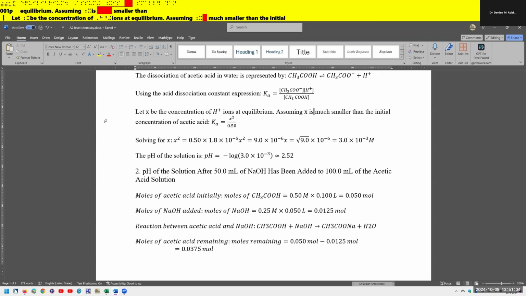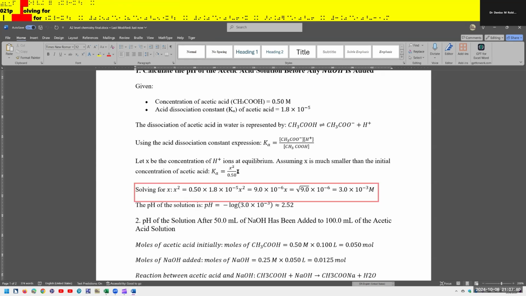If I did control down arrow right now, it would jump me to the next line and I want you to hear everything. Concentration of acetic acid. Math content cap K sub A is equal to the fraction with numerator x squared and denominator 0.50 n fraction. Okay, that's pretty basic math there. So I'm going to control down arrow. 10 to the negative 6 power x is equal to the square root of 9.0 n root times 10 to the negative 6 power is equal to 3.0 times 10 to the negative 3 power cap m.